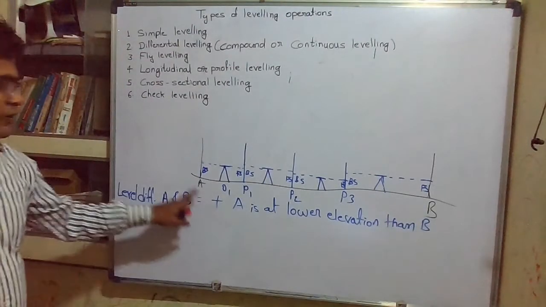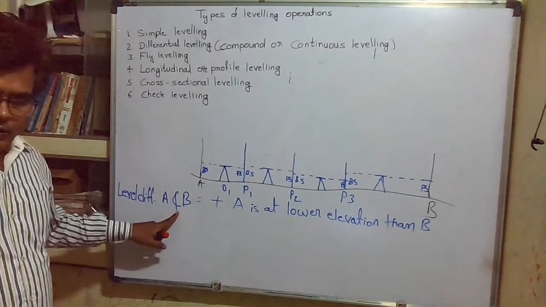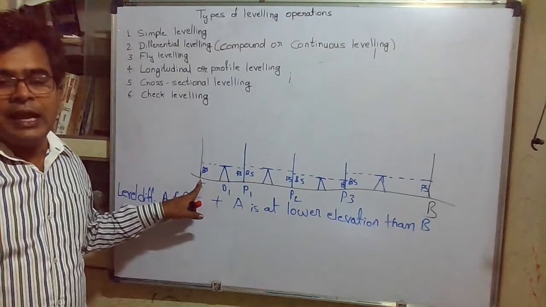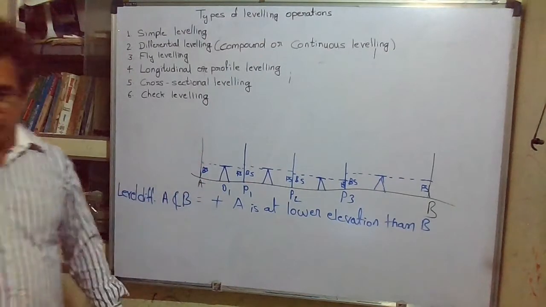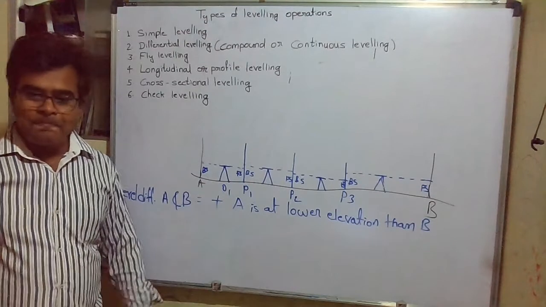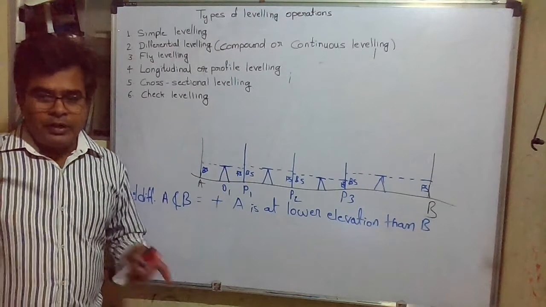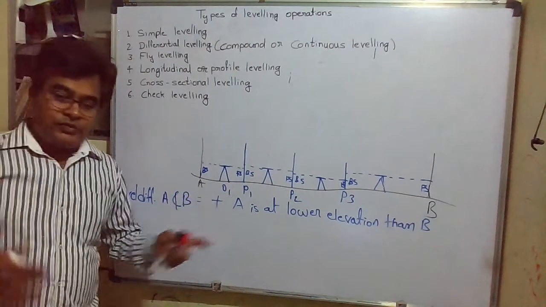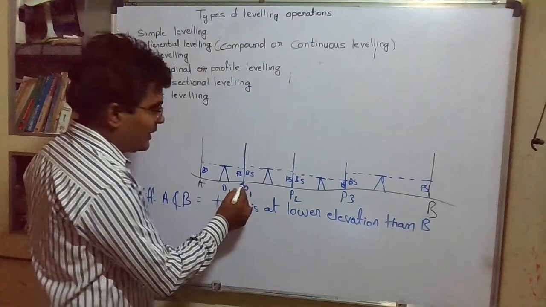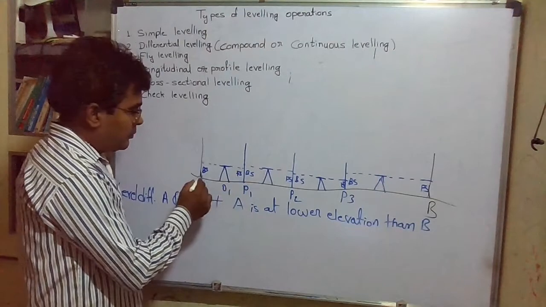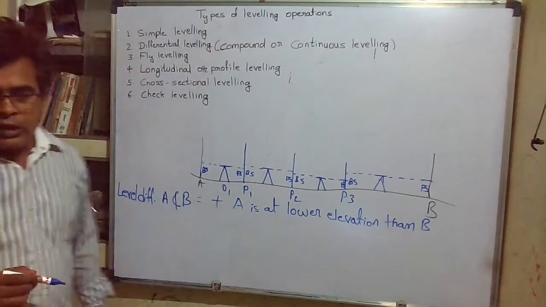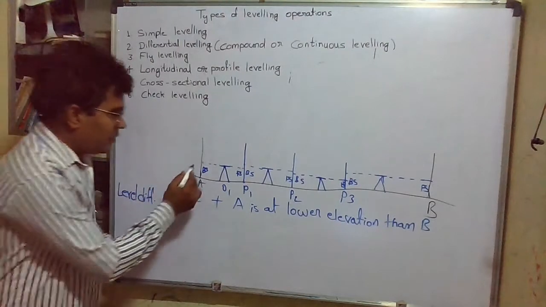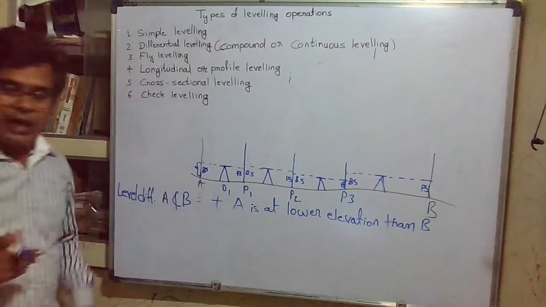If the level difference between A and B is positive, what does it indicate? It indicates that point A is at lower elevation than point B. Why? If the reading is coming positive, it means we are subtracting the next reading from the previous reading. When will we get the positive value? When the previous reading value is high.